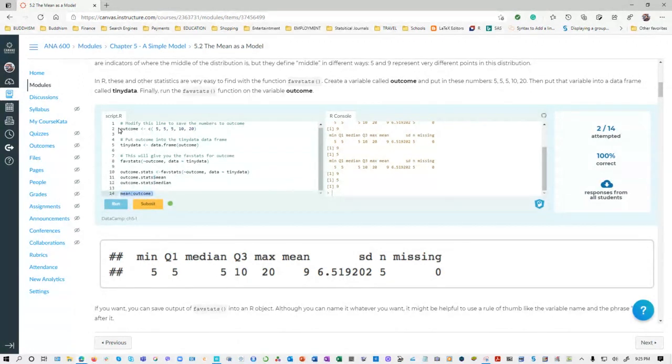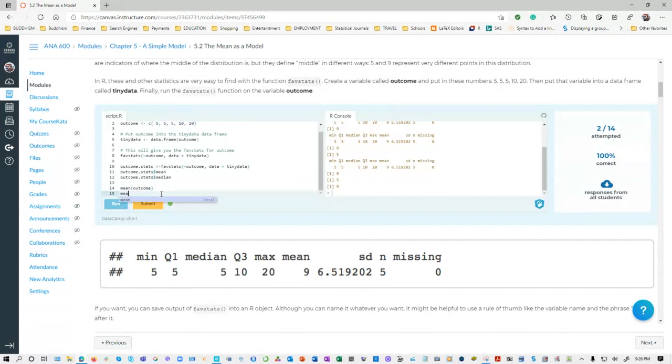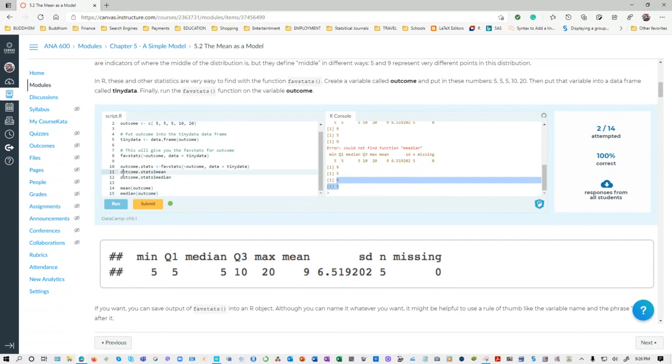The other way to calculate is to go to this variable and say, I need the mean of this one. Can we calculate the median the same way? Median of outcome. Either this way or this way. You go to the favstats and then go inside and read it.